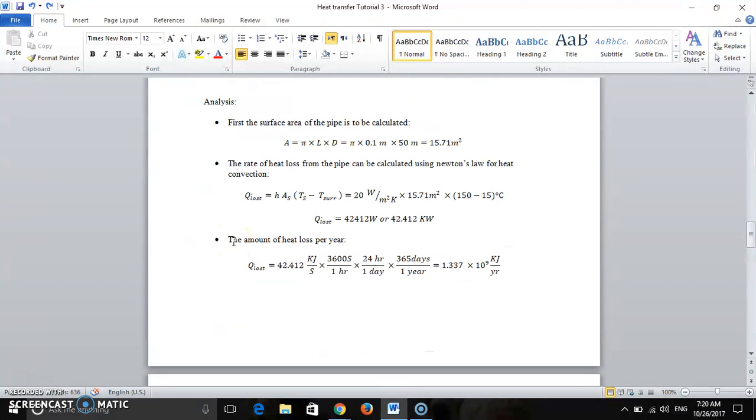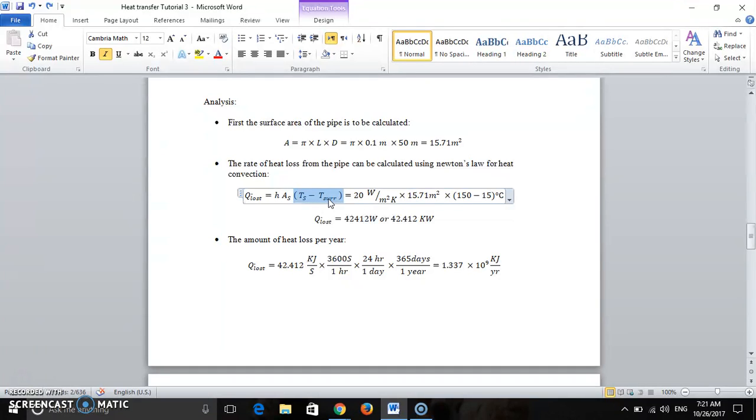The second step is to calculate the heat loss. In order to calculate the heat loss, we use Newton's law of cooling, or Newton's law for heat convection. Newton's law states that the heat rate due to convection is equal to the convection heat coefficient multiplied by the surface area of the pipe multiplied by the temperature difference.